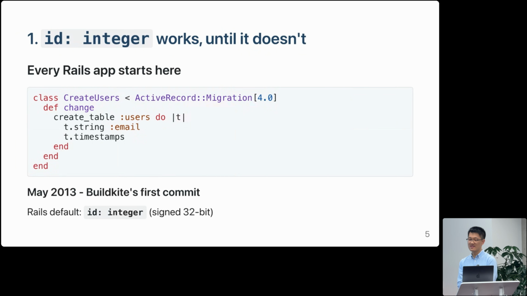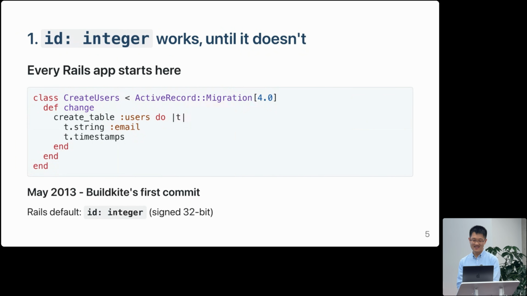32-bit ints provide about 2.1 billion numbers. It feels like it's enough, and for Buildkite it was for about 10 years. For about 10 years it was quite successful, and the app was humming and working as expected until one day things didn't work. Things started cracking around 2019.